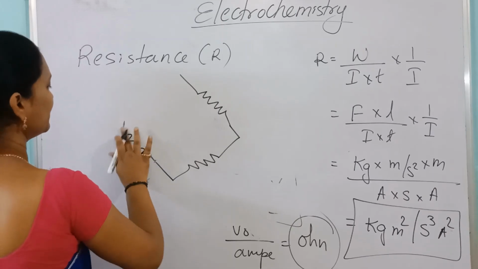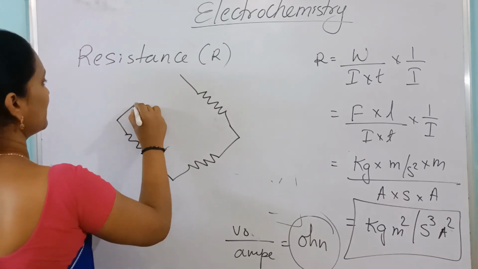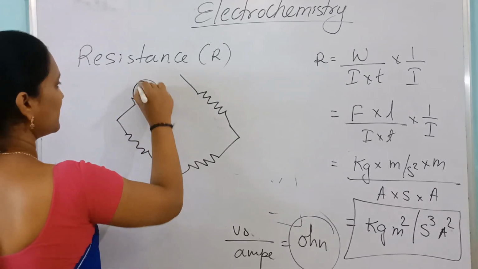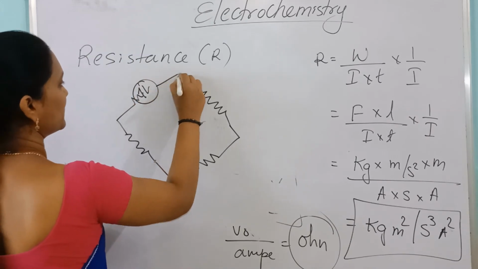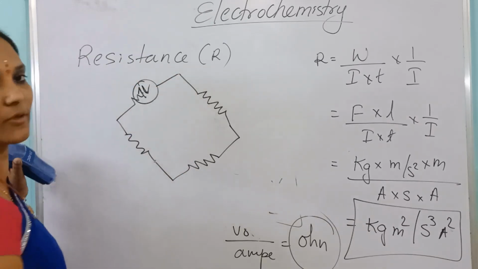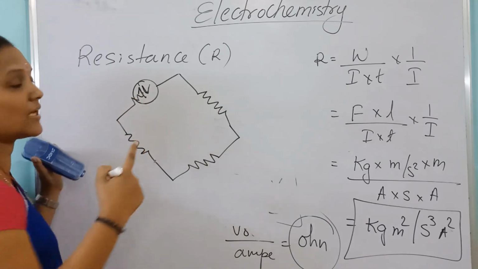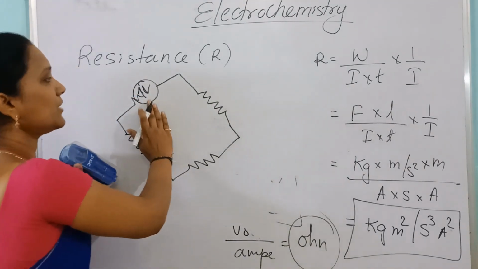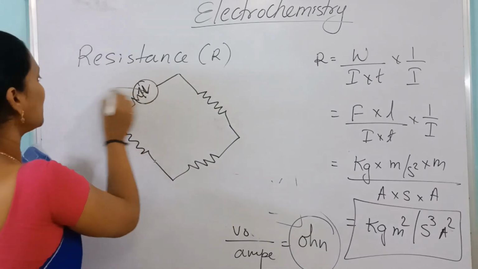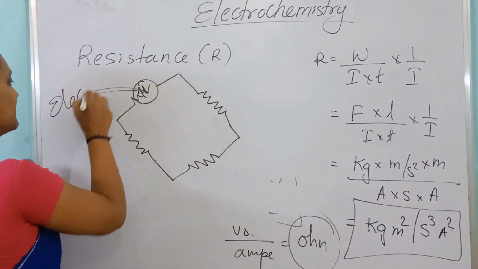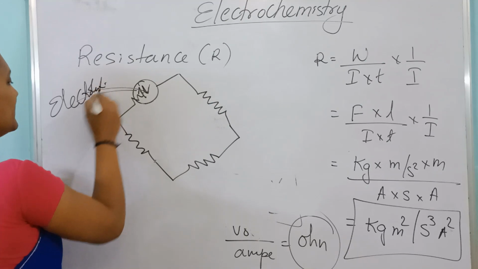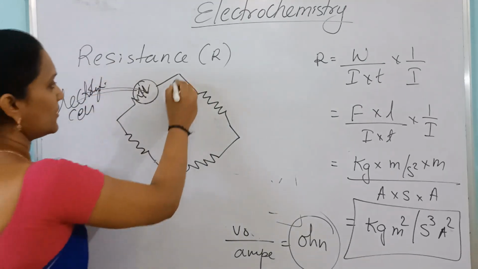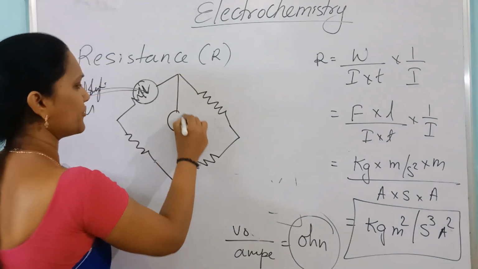So here, this one is the electrolyte. Okay, here we are using the electrolyte. This is unknown. Which electrolyte? The resistance of the electrolyte we are finding here. This is the unknown electrolyte resistance. Okay, this is connected to the electrolytic cell.